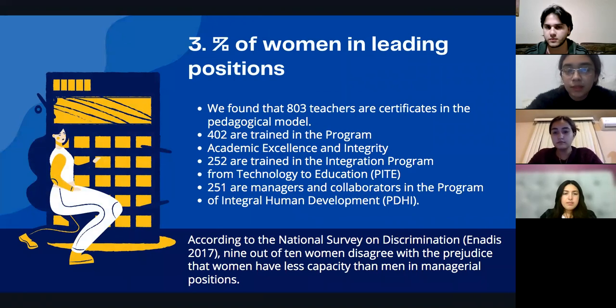Percentage of women in leading positions. We found that 803 teachers are certified in the pedagogical model, and we also found different data. According to the National Survey on Discrimination, 9 out of 10 women disagree with the prejudice that women have less capacity than men in managerial positions.